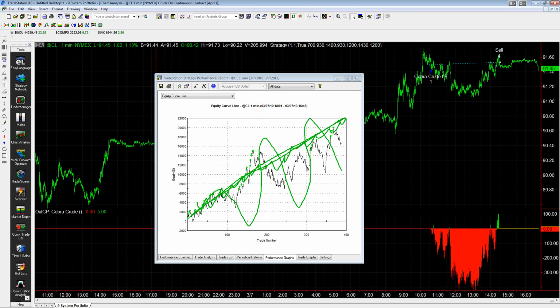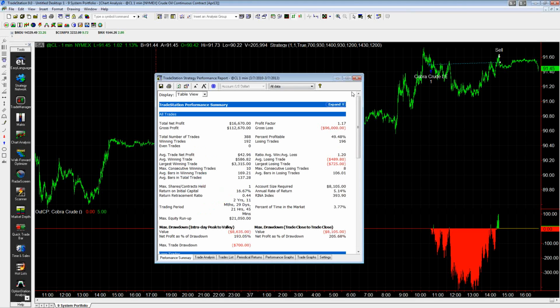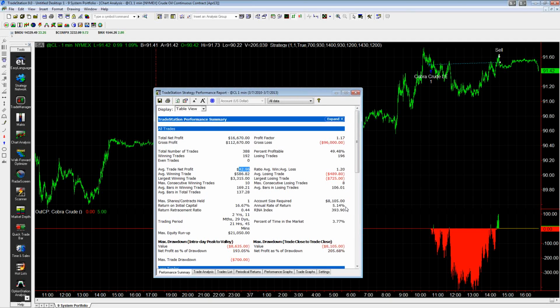And so that's the choppy nature of Cobra Crude Oil. If you go back further, this looks better, but it's only $42.96 average trade profit after $25 slippage and commission. I've been getting good fills on this system, and I'm going to show you how to set up automation as well a little bit later.